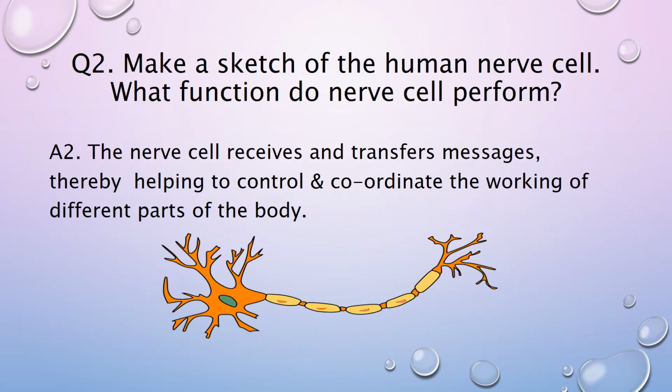Question number 2 is make a sketch of a human nerve cell. What function do nerve cells perform? The diagram is given over here, human nerve cell, and the function of the nerve cell is it receives and transfers messages, thereby helping to control and coordinate the working of different parts of the body. Nerve cells take messages from the brain and send them to the different parts of the body.